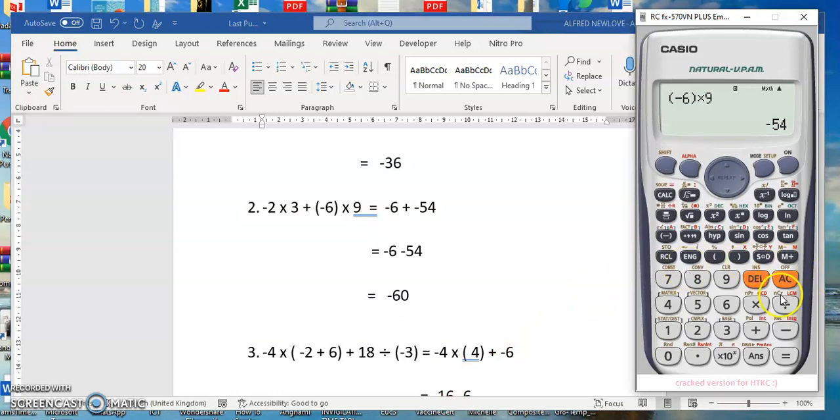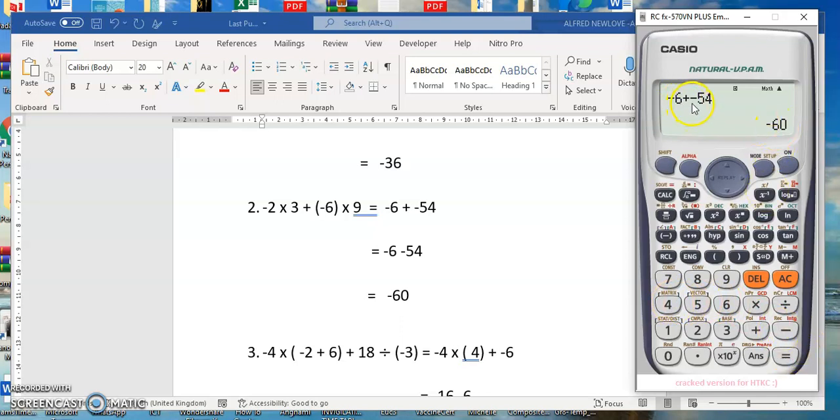Minus 60. Minus 6 minus 54 gives us minus 60. We can even press this one to get minus 60, but I want to see the steps. Is that okay? So here, let's press this. You see that you have minus 60. Minus 6 plus minus 54 will give us minus 60.